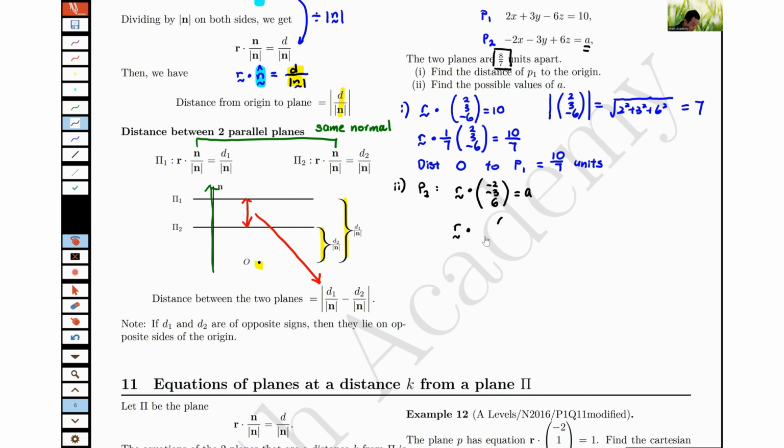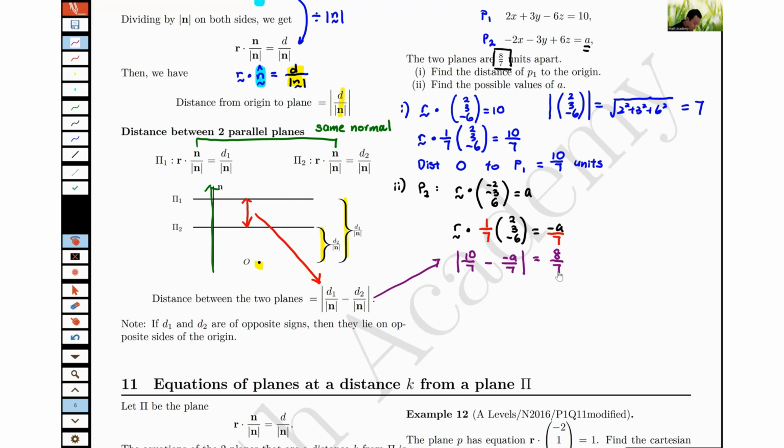So I have to convert by multiplying by a minus sign on both sides. I'm going to leave a bit of gap, because later I want to divide by mod n. So you have 2, 3, minus 6 is negative a. But to apply that distance formula, I need to divide by mod n on both sides. So we divide by 7 on both sides of the equation. Now let's go for this formula. The distance between my two planes will therefore be 10 over 7 from plane 1, subtract negative a over 7 from plane 2. This difference must be 8 over 7, as the question said.